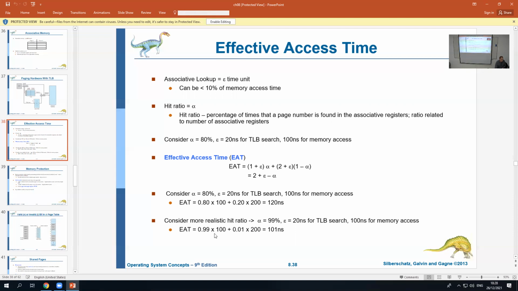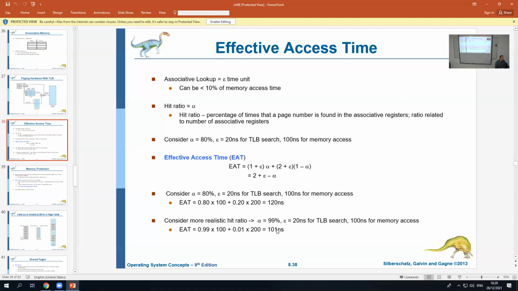So then what would we get? 99% of the time it's 1 read, 1% of the time it's 2 reads, and we get 101 nanoseconds. Why is that more realistic? Good question. It seems like you have a massive ideal cache. It sounds like you have a massive cache then.